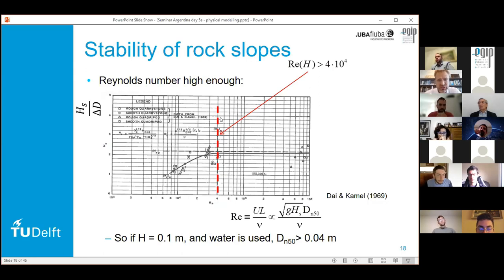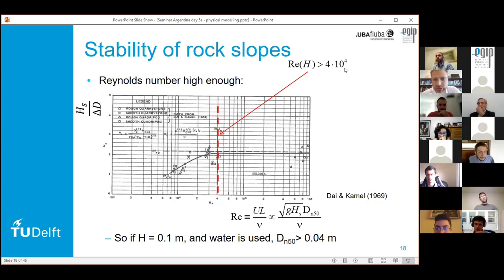So from this, it is said that this Reynolds number should be larger than 10,000, 40,000 to have a good scaled model. And that is true. So typically you want to have armor units larger than 4 centimeters. But this scaling law has been made with a breakwater with a porous core. So actually the scale that we see here is the scale of the flow through the core. So that becomes at a certain time laminar.